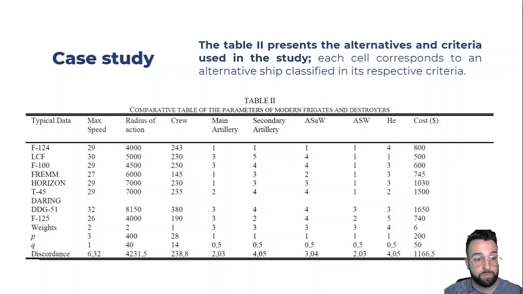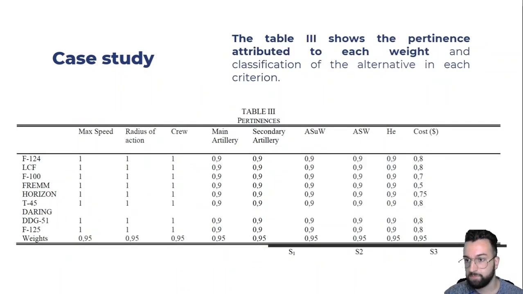The classification of the alternatives, weights, preference limits, limits of indifference, and discordance for each criterion was attributed through a joint analysis with experts in the field. Weights were assigned on a scale from 1 to 6, ranging from 1, the least important, to 6, the most important. Alright? Table 3 shows the pertinence attributed to each weight and classification of the alternative in each criterion. Here we can see too that table 3 shows us some pertinence.